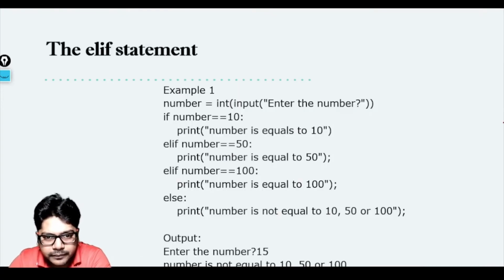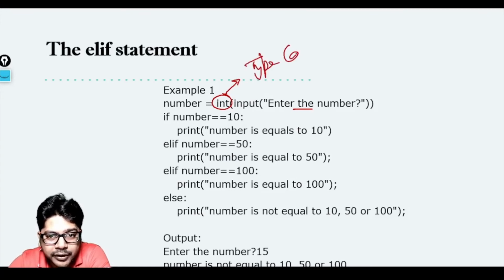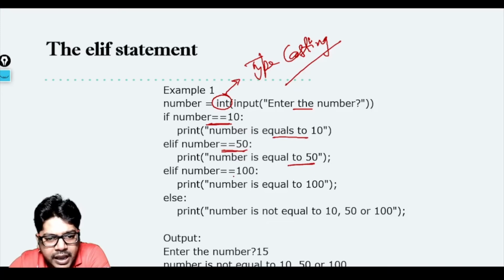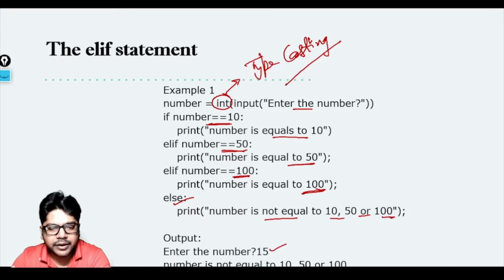Okay, let us have a look over here. We are asking the user to enter a number, converting it into an integer. Remember, that is called typecasting. Typecasting is a process of converting one type of data into another type. So we are checking if the number is equal to 10, we print number is equal to 10. Elif the number is equal to 50, we print number is equal to 50. Elif the number is equal to 100, we print number is equal to 100. Otherwise, number is not equal to 10, 50 or 100. The user entered 15 and we are seeing number is not equal to 10, 50 or 100.